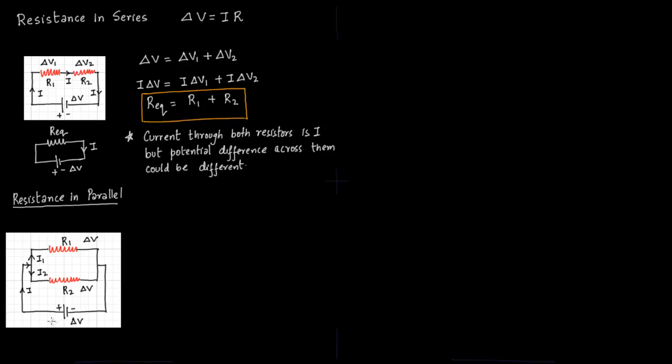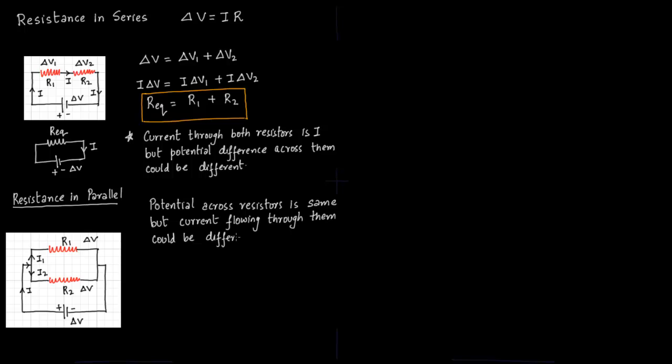but the potential difference across R1 and R2 is delta V because they are connected in parallel. So potential across these resistors is the same, but current through them is different. So total current will remain the same. I is equal to I1 plus I2. Now I is equal to delta V by R. So replace I by delta V by R equivalent, and I1 would be delta V by R1 and I2 is delta V by R2. So I2 is current flowing through R2, I1 is current flowing through R1.